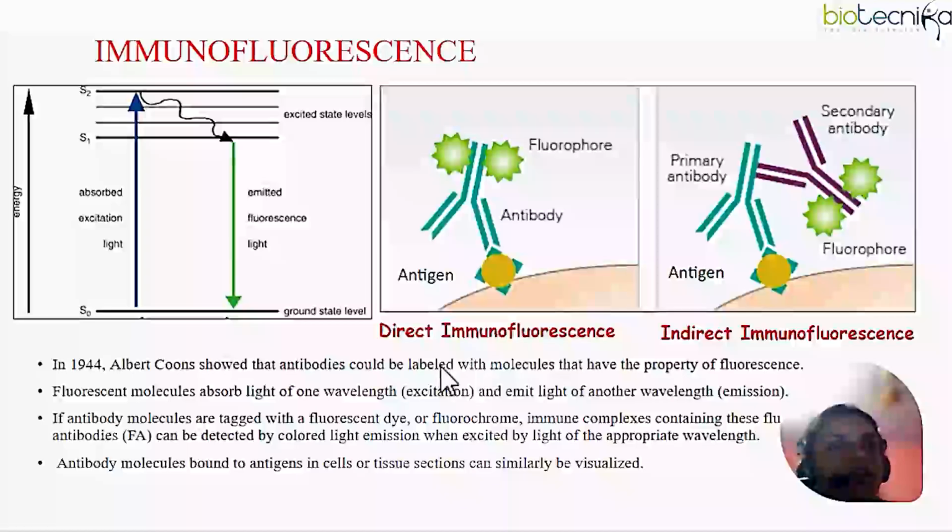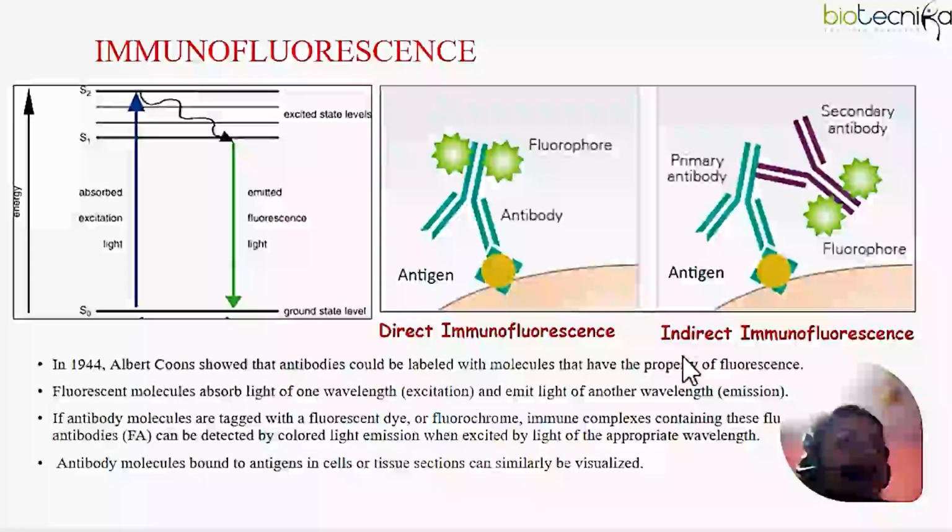There are two types of immunofluorescence assay. Direct, in which you have an antigen and you just add the antibody which is directly attached to a fluorophore. So the moment an interaction happens, you excite this particular complex at a particular wavelength and it will fluoresce.